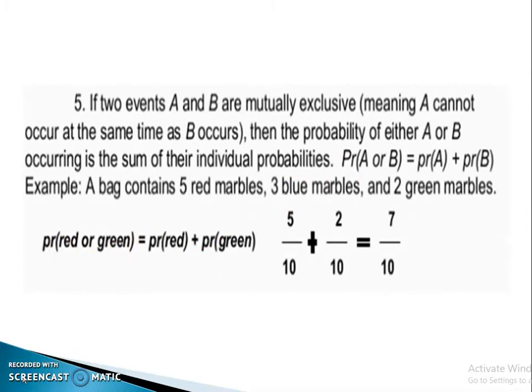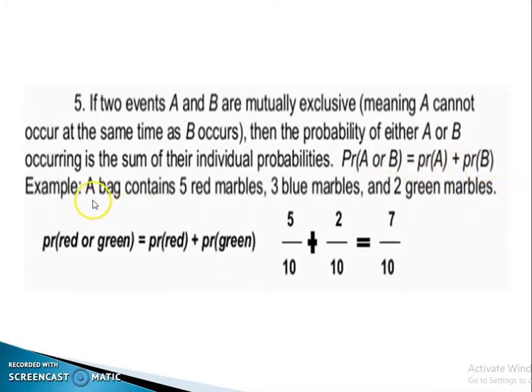Rule number 5 is, if two events A and B are mutually exclusive, meaning A cannot occur at the same time as B occurs, then the probability of either A or B occurring is the sum of their individual probabilities. That is, probability of A or B is equal to probability of A plus probability of B.